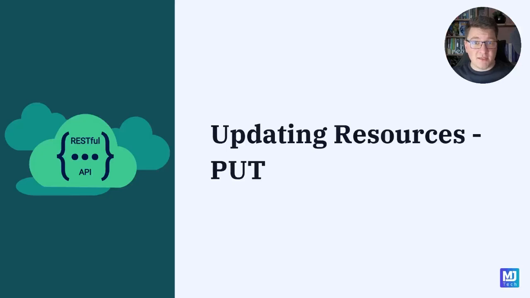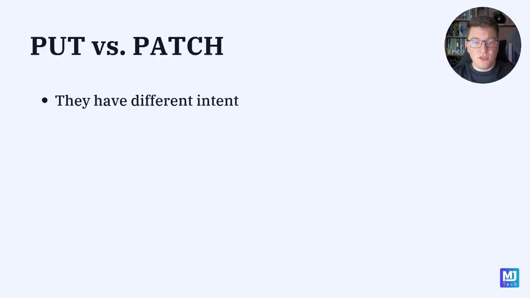Welcome to our next lesson where we are going to implement support for updating an existing resource using the PUT HTTP method. Now, before we dive into the coding aspect of this lesson, I want to spend a moment to discuss the semantic difference between the PUT and the PATCH HTTP method. The essential difference between PUT and PATCH, even though both of them can be used for updating a resource, is that they have different intent.